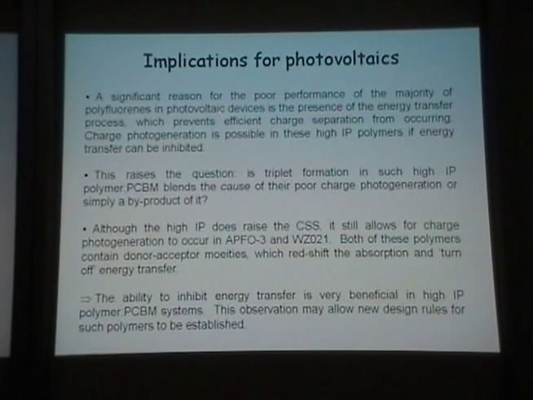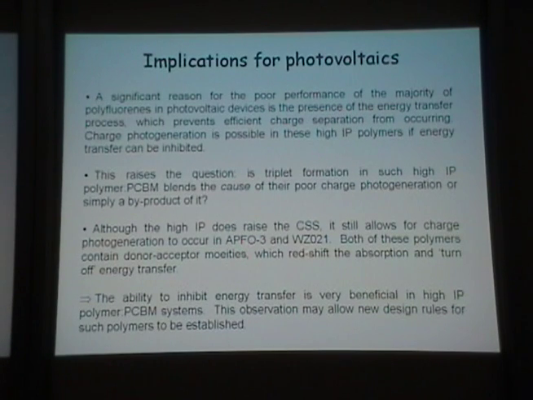So it seems that the reason why most polyfluorenes, which usually have high ionisation potentials, don't perform well in photovoltaic cells is because the energy of the charge transfer state is too high, so you're getting these PCBM triplets rather than what you want, those charge carriers. So therefore, if we can inhibit the energy transfer, they might be useful for photovoltaics. So of course that raises the question of, is the triplet formation the cause of the poor charge photogeneration, or is it simply a byproduct of it?